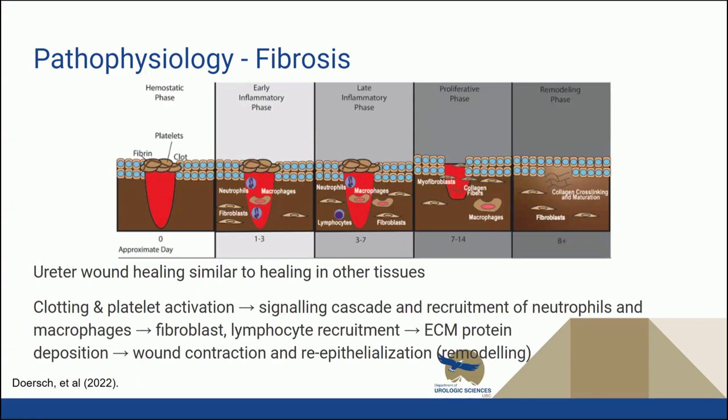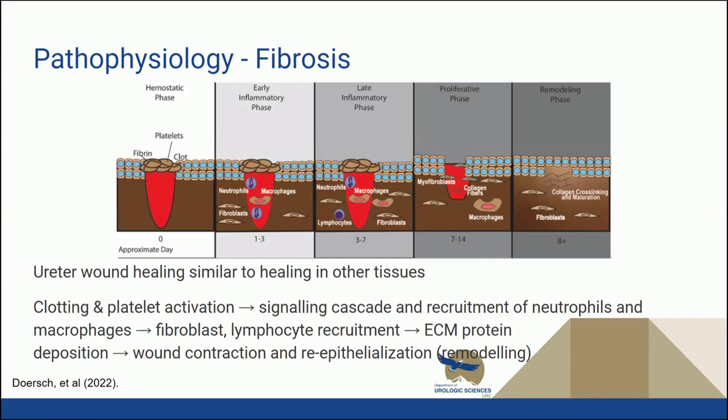And so fibrosis in general is a normal process in wound healing, and its derangement is actually what leads to stricture formation and abnormal scarring. So with an initial insult, you get platelet activation as well as clotting immediately for hemostasis. This then leads to a signaling cascade and recruitment of innate immunity cells such as neutrophils and macrophages to the area. At that time, the macrophages and the neutrophils themselves release cytokines to recruit fibroblasts and lymphocytes to the area of the injury. The fibroblasts also are then responsible for secreting extracellular matrix protein deposition, such as collagen.